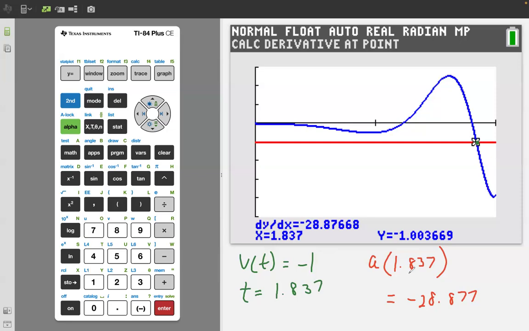So the derivative of velocity is acceleration. So the acceleration at 1.837 is negative 28.877, which makes sense because if you were to look at the slope right here, it is very, very steep and downhill, negative. So that tends to make sense. The answer would be something of that magnitude, negative 28.877.